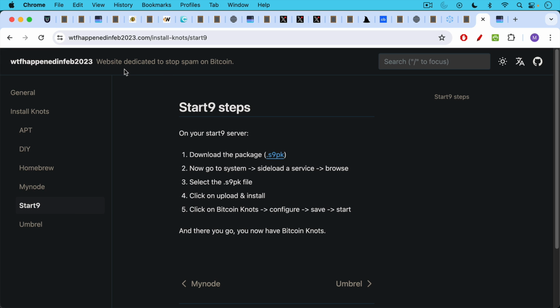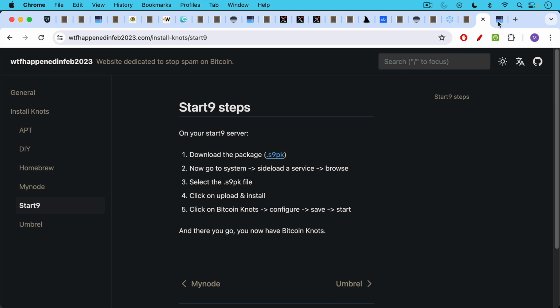This is a great website to check out. We'll be investigating it in a little more detail. It's a website dedicated to stopping spam on Bitcoin. It covers what happened in February 2023, but there is a section here that talks about how you can install Knots, do it yourself, or also how to put it on my node, Start9 or Umbrel.